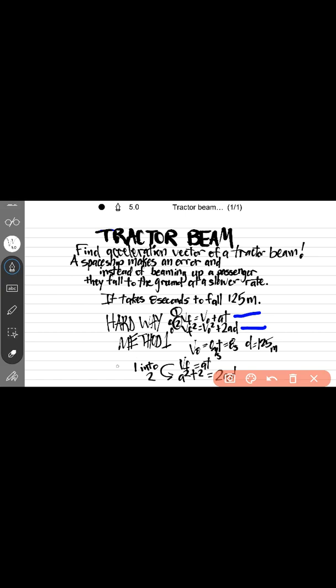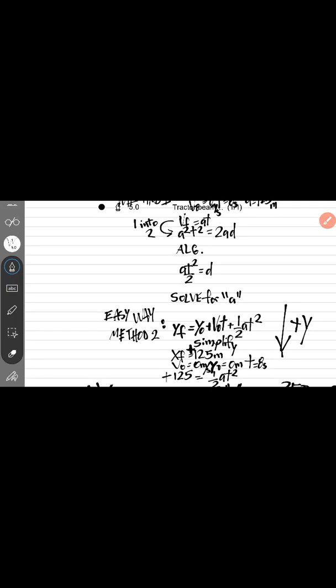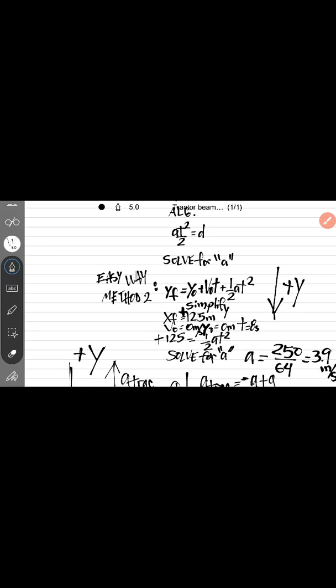Plug 1 into 2, and you end up getting something like AT squared equals 2AD. Do algebra, and you come up with this here. This looks like your distance equation, right? So they're all related. The easy way is to just use this distance equation, the one with 1/2 AT squared.